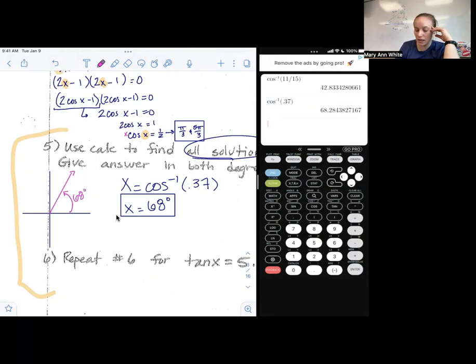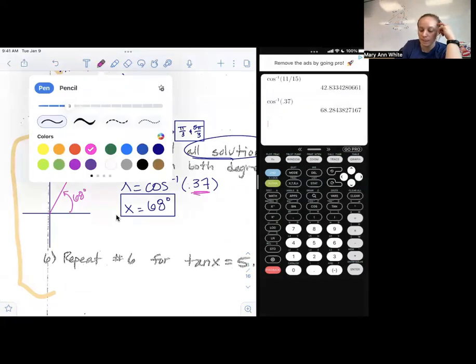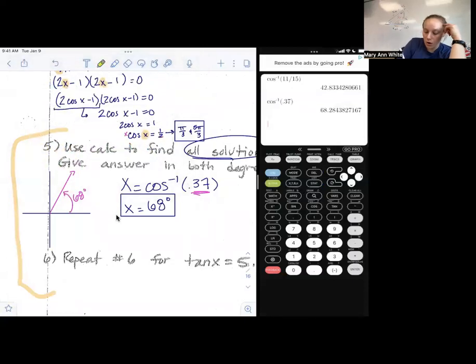We know that cosine is this positive 0.37. So my question is, where else is cosine positive? I know all students take calculus. So that means I also have a positive 0.37 in the fourth quadrant. I also have it down here.